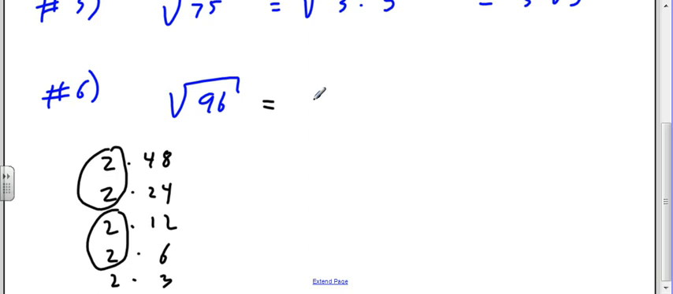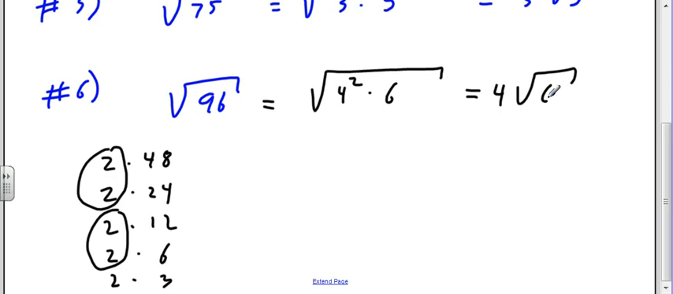So it's going to be the square root of 4 squared times 6, which is going to be 4 times the square root of 6. Which is probably what my calculator told me to do. Okay, moving on to 16.